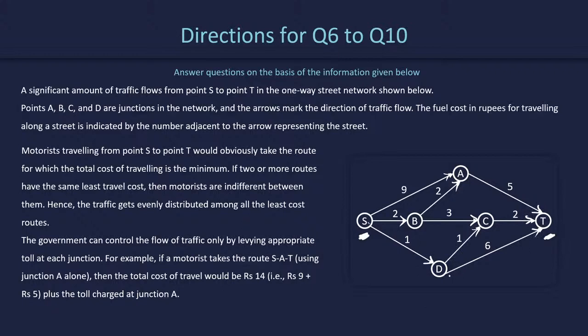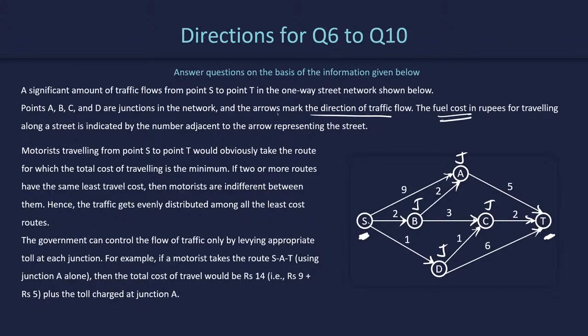So S to D only you can go. You can't go from D to S. That's what it means. Points A, B, C, D are junctions in the network. These are junctions. And of course, S is your source, T is your destination. And the arrows mark the direction of traffic flow.